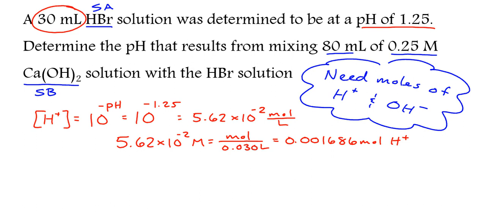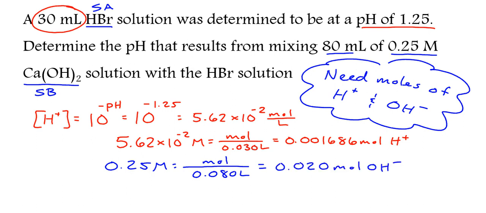So all I need to do is plug it in the same kind of way that I did with our acid. So I have 0.25 molar, I have 80 milliliters, and I want to find moles of my OH minus. So I have 0.020 moles of OH minus. So I have a considerably larger amount of OH minus than H+. Here is one key element, though.